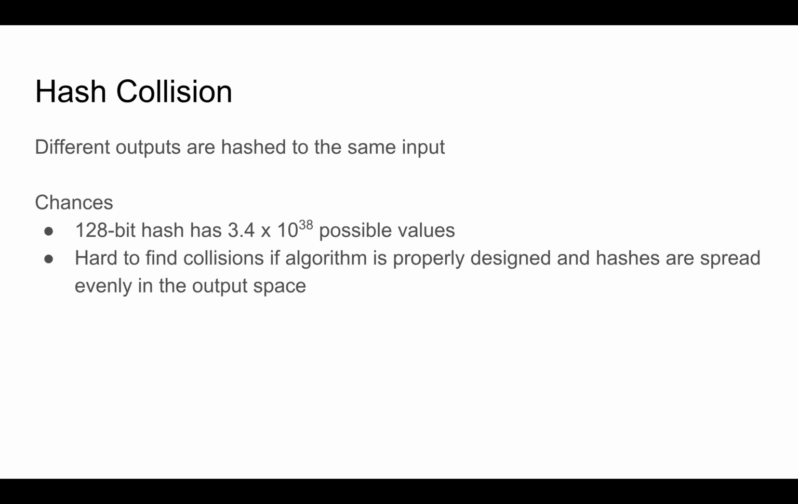This happens when different inputs are hashed to the same output. How often will a collision occur? For a 128-bit hash, there are 10 to the 38 possible values, so it will take quite a while to find two identical hash values. Well, given that the algorithm is properly designed and generates hashes that spread evenly.